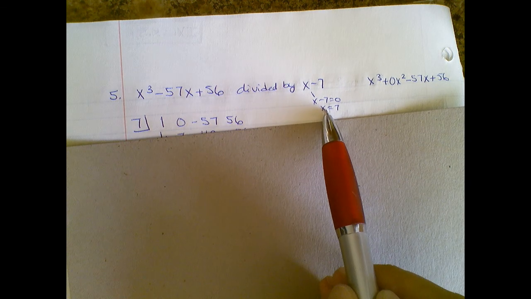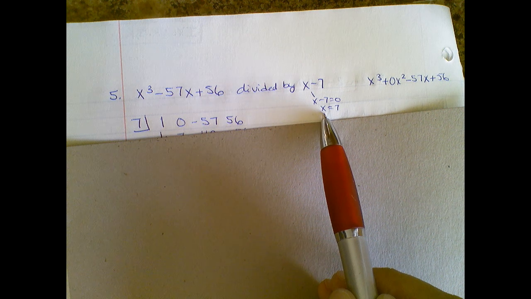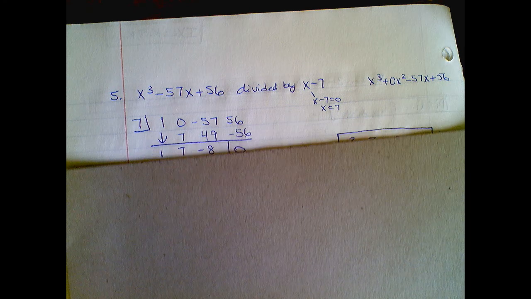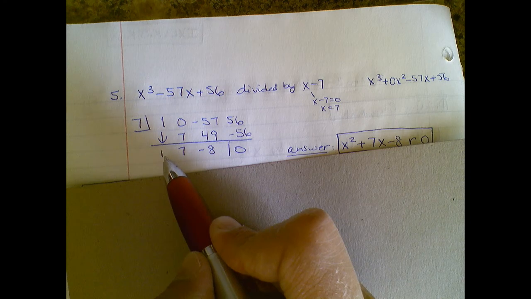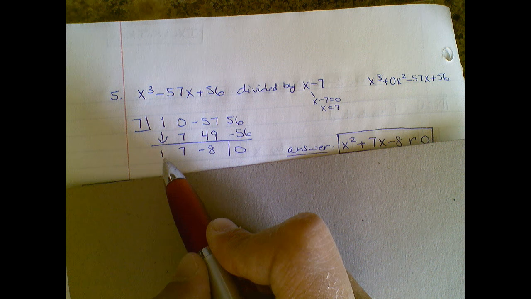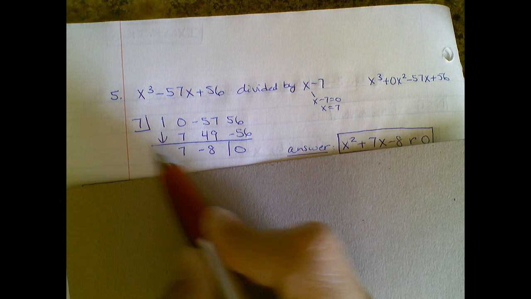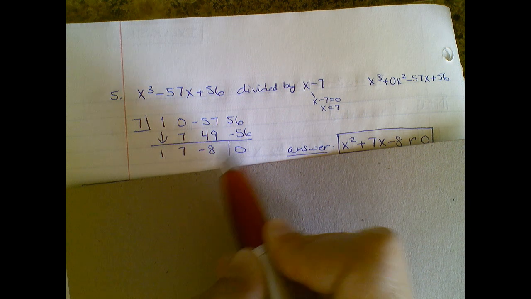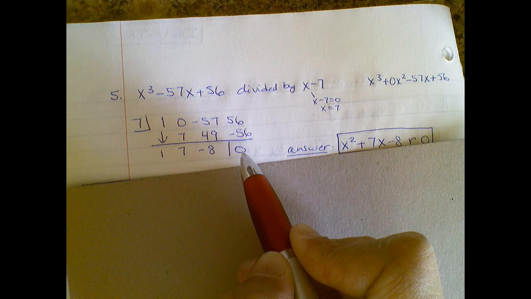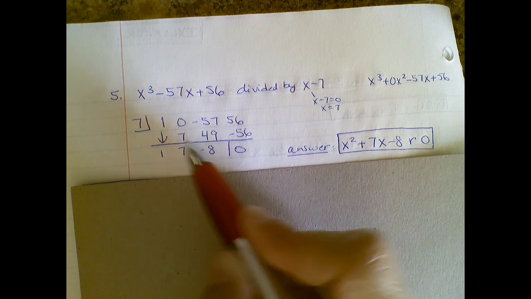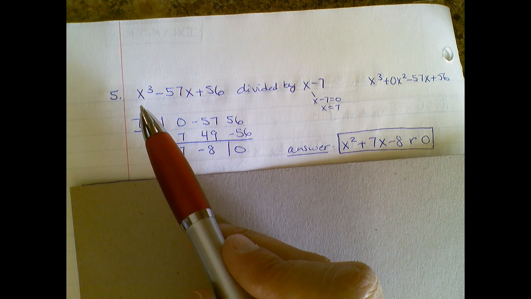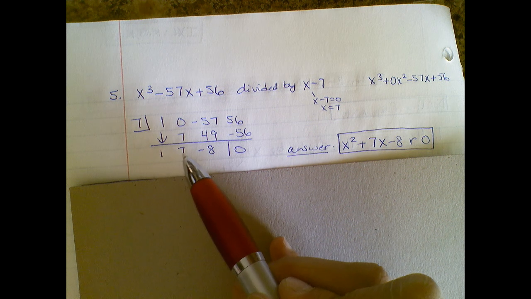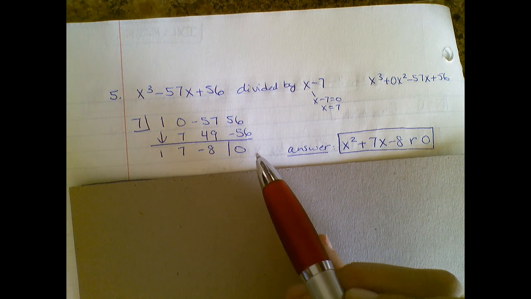And then we set this part that we're dividing by equal to 0. We solve for it. We get 7, so we put that in the box. And then we go through the same process. We drop that first number to get us started, and then multiply our diagonals, add our columns. And then we go through to write our answers, put the variables back in. So we start with the degree 1 less, so 1x squared plus 7x minus 8, and then the remainder is 0.